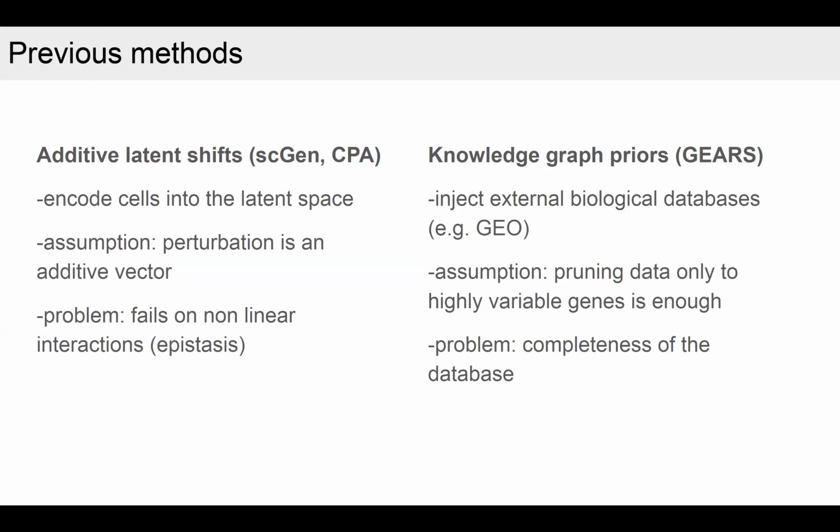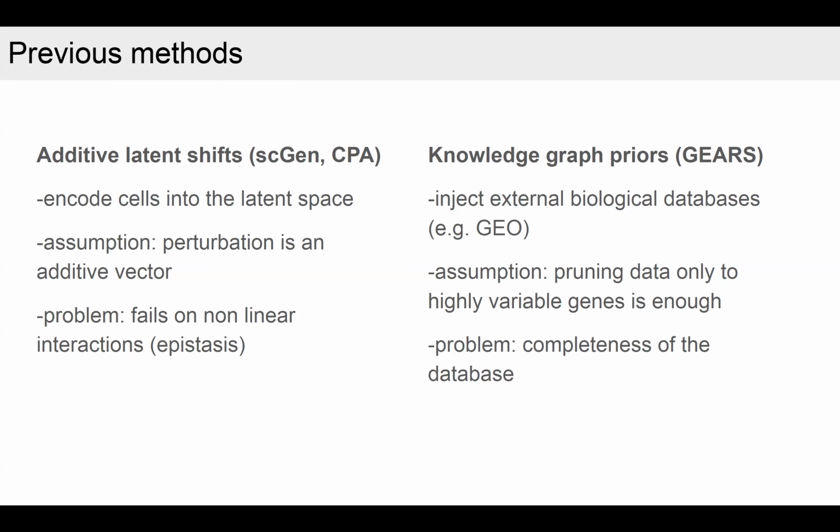There were many previous methods to address this issue. Some of them used additive latents. They assume that perturbations in the latent space are vectors that can be added and subtracted linearly. And it's true sometimes, but there are certain cases where this linearity is not true, for example, epistasis.